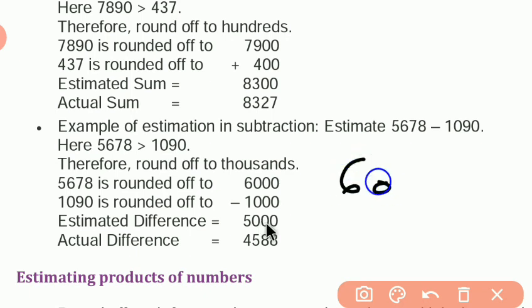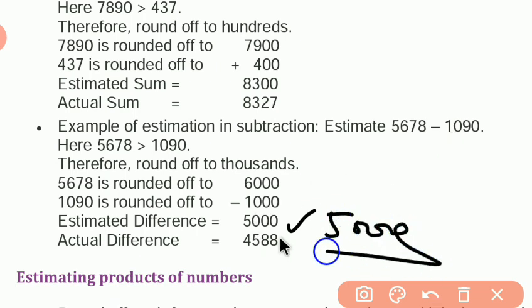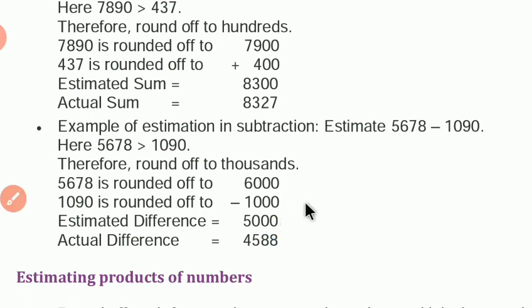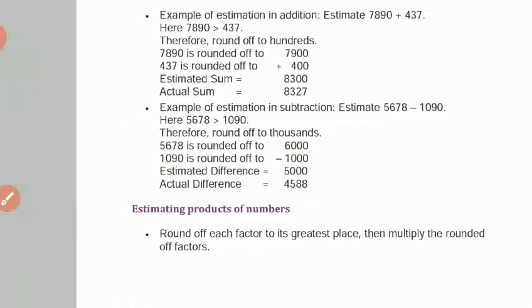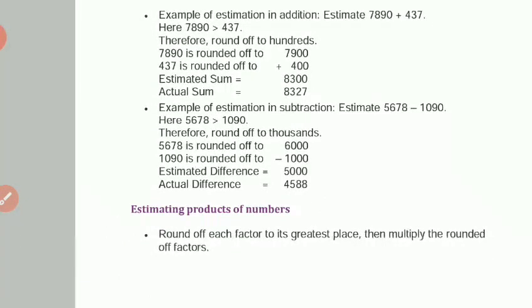Now we have to find the difference. So 6000 minus 1000, 5000. If you find the actual difference directly by subtracting, we'll get 4588. And if we find the estimated difference of this one, we'll get 5000. This one we have seen for addition and subtraction.